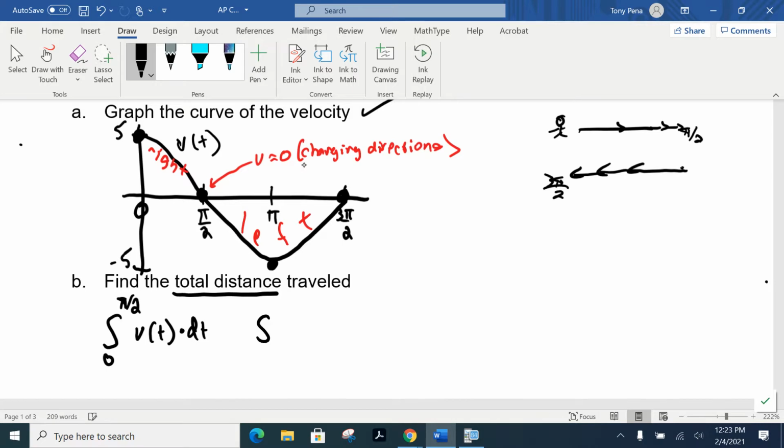Then I want to figure out, well, how far did Nick come back to the left? So that would be the integral from pi over 2 to 3 pi over 2. Once again, integrating that velocity times our change in time.